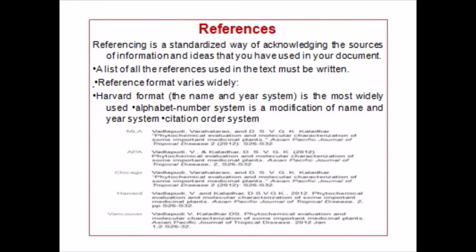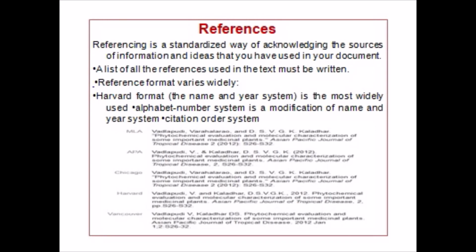The next research component, references. Referencing is a standardized way of acknowledging the sources of information and ideas that you have used in your document. A list of all references used in the text must be written. Reference format varies widely based upon the journal. The Harvard format, the name and year system, is the most widely used. The alphabet number system is a modification of the name and year system, and citation order system.